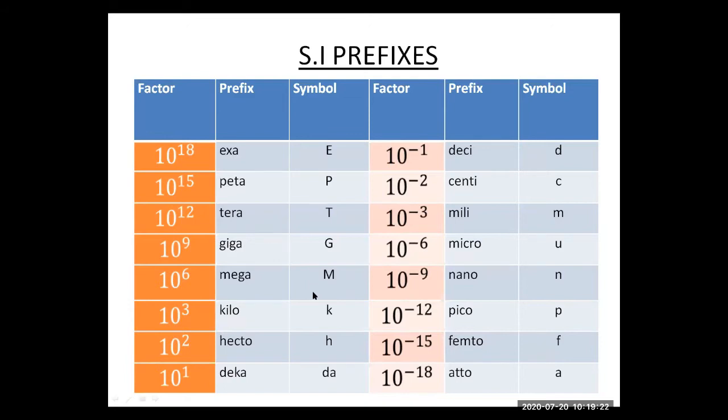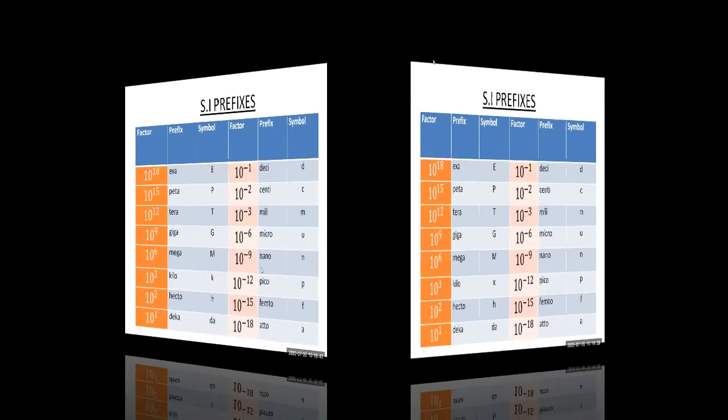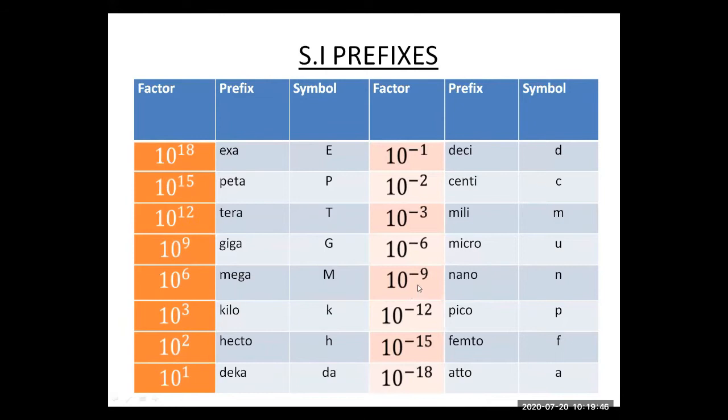Now the next one is giga. Giga is represented by capital G and its value is 10 raised to the power 9. The opposite of giga is nano, represented by small n, and the value of nano is 10 raised to the power minus 9. Now the next one is mega. Mega is represented by capital M and its value is 10 raised to the power 6, while its reciprocal is micro. Micro is represented by mu and its value is 10 raised to the power minus 6.